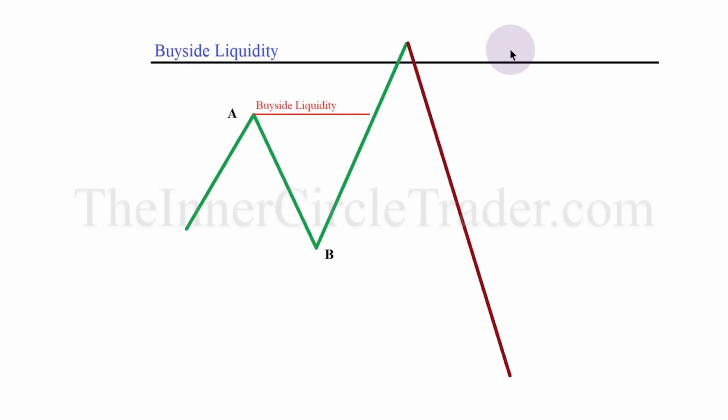Schematic in terms of understanding how runs on liquidity and then a repricing lower occurs. So what we need to know is, where is liquidity? Now there's two ways to use the breaker.